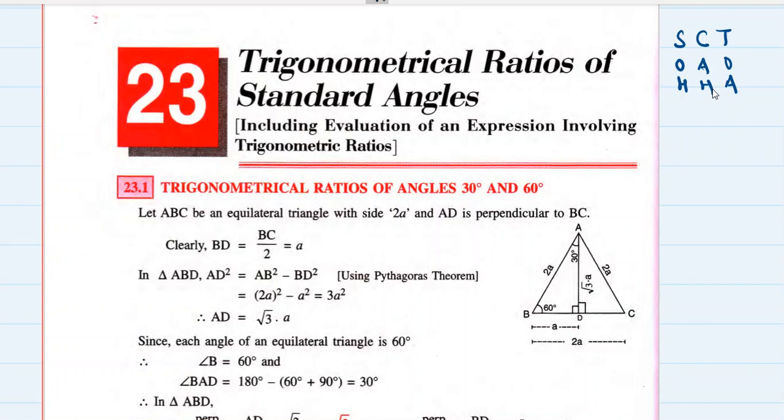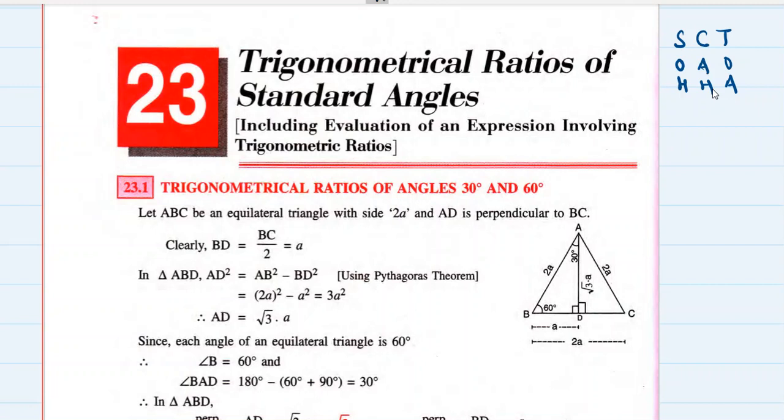But I also explained how SOHCAHTOA is much more practical and you will make fewer mistakes if you use the terminology of opposite, adjacent and hypotenuse. So in this chapter, we are going to take our knowledge of trigonometry ahead by finding the values of trigonometric ratios of some standard angles.